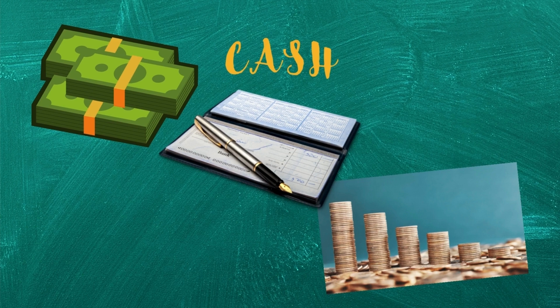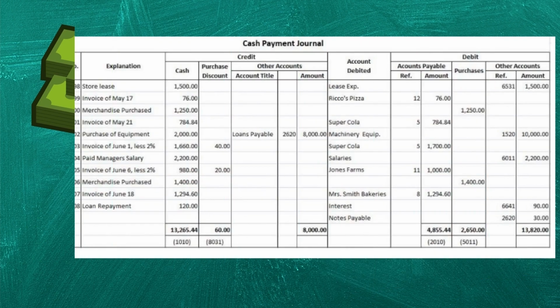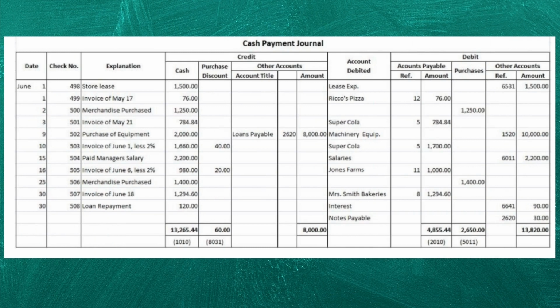Next is the capital, which is also called equity. And cash usually refers to money in the form of liquid currency such as banknotes or coins.